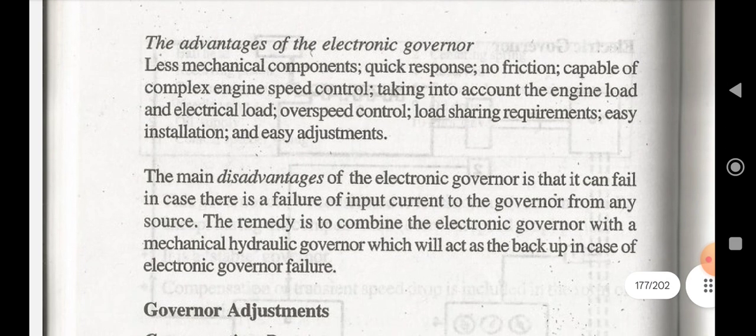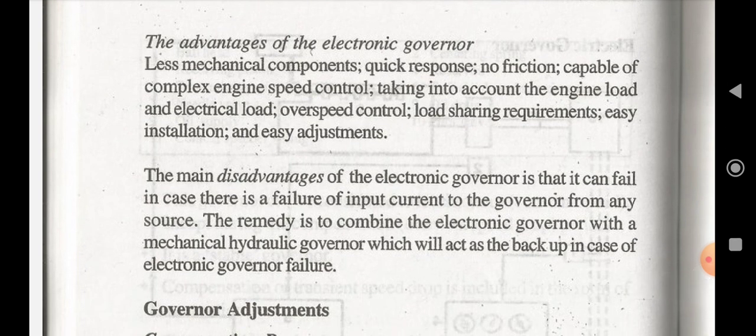The main disadvantage of the electronic governor is that it can fail in case there is failure of input current to the governor from any source. So if there is one fault in a single input current, then there is a chance of failure. So the remedy is to combine the electric governor with a mechanical hydraulic governor, which will act as a backup in case of an electronic governor failure. So generally we will have an electronic governor along with a backup mechanical hydraulic governor in case there is an electronic governor failure.